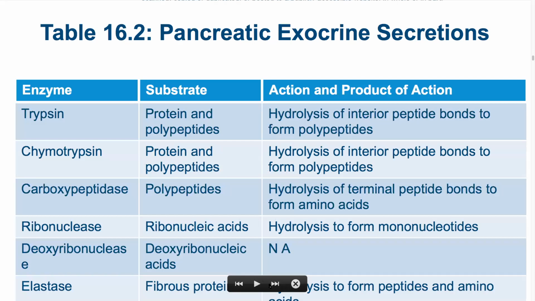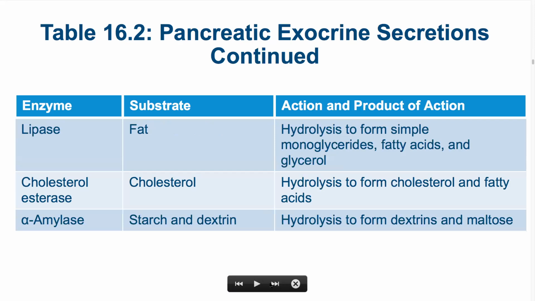Table 16.2 is the pancreatic exocrine secretion. It goes over the enzymes, the substrates, and actions and product of actions. Please review. This chart continues with the enzyme, substrate, action, and product of action.